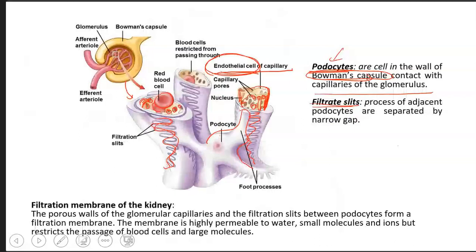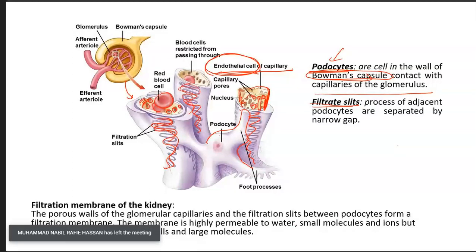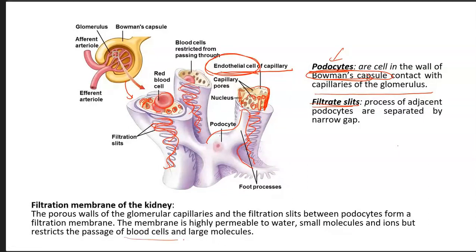Filtration slits are narrow gaps that allow fluid plasma from the glomerulus to enter into the Bowman capsule to become the filtrate. It says here, filtration membrane of the kidney. The porous wall of the glomerulus and the filtration slits, the structure of the Bowman capsule that has gaps between the podocytes, form a filtration membrane. The membrane is highly permeable to water, small molecules and ions, but restricts the passage of blood cells and large molecules. Plasma proteins and blood cells cannot be filtered out, cannot be part of the filtrate in the Bowman capsule, due to their bigger size.